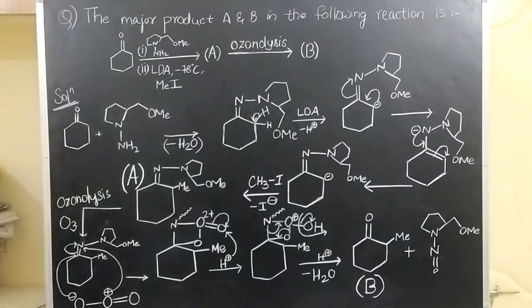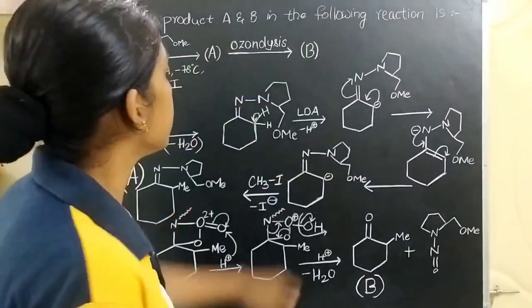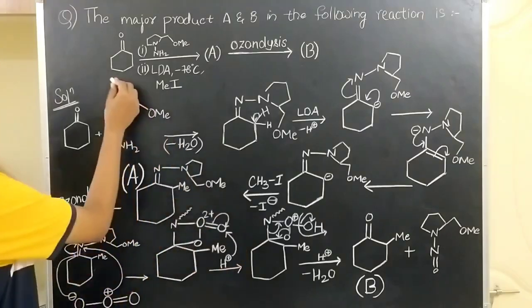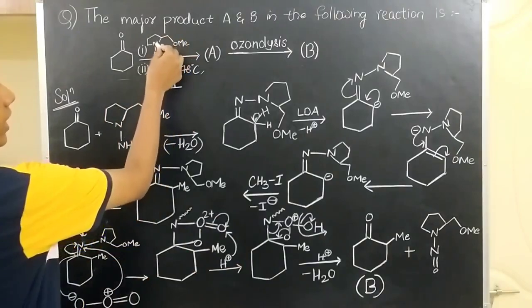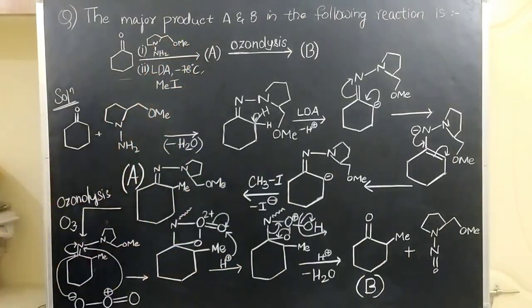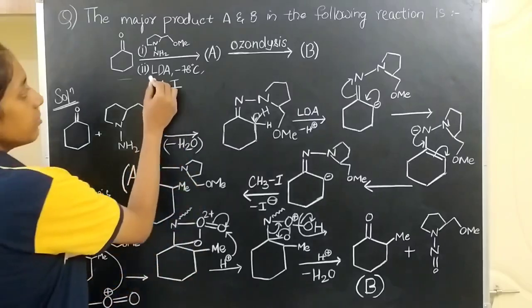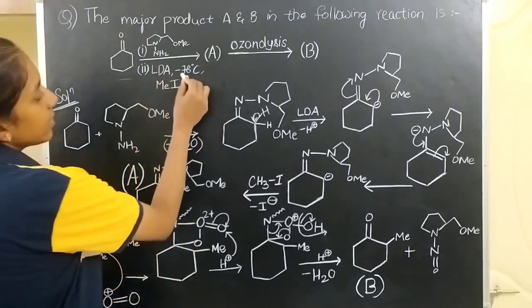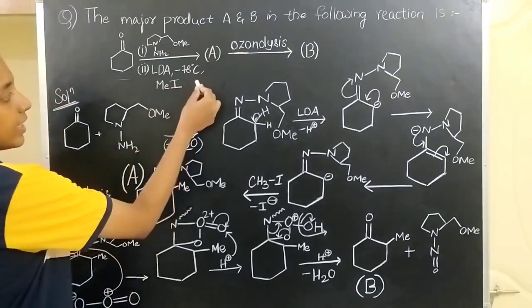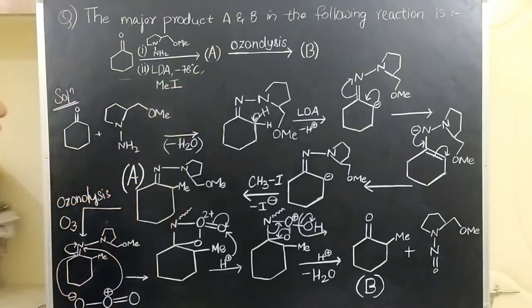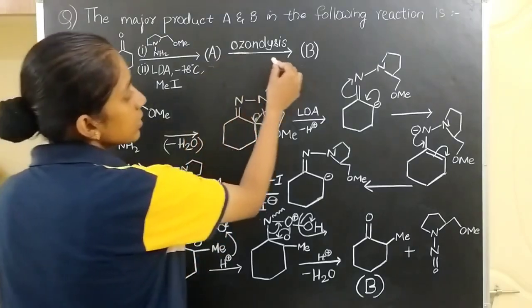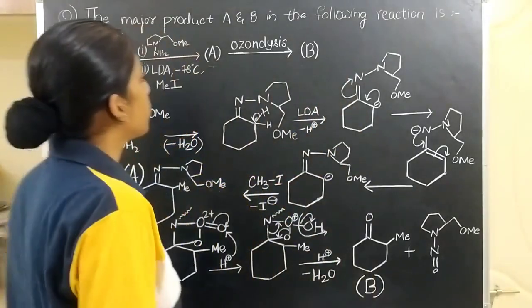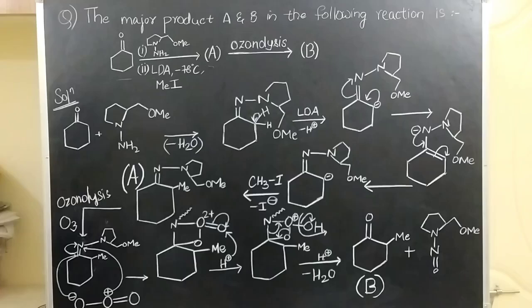So now we will see the next question. The major products A and B in the following reaction: this is a ketone reacting with an ether containing N-amino pyrrolidine, and then it reacts with lithium diisopropylamide at minus 78 degrees centigrade, and then it reacts with methyl iodide to give us product A. And this product A will undergo ozonolysis to give product B. We have to find both product A as well as product B.